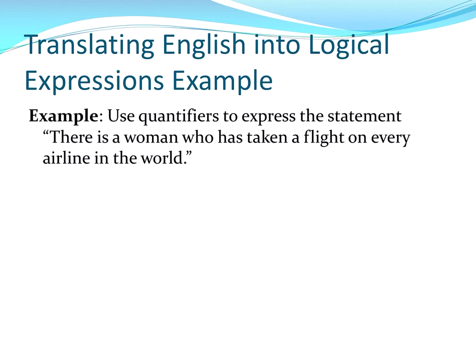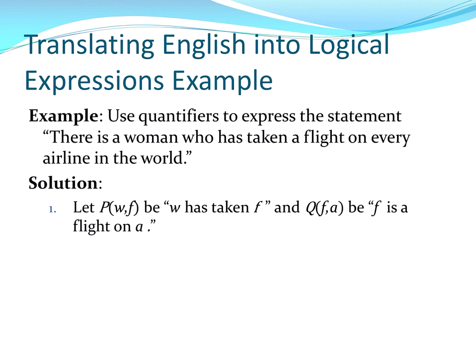All right, so here's another one. There's a woman who has taken a flight on every airline in the world. Here we're going from English to symbolic representation. At least one way to do this is with two variable propositional functions. One of them is going to be P of W and F, where W has taken F. W comes from the set of all women. F comes from the set of all flights.